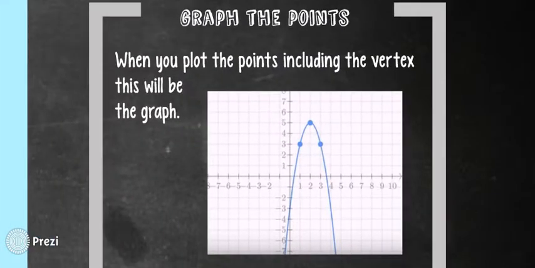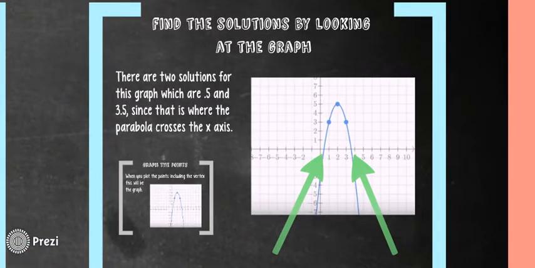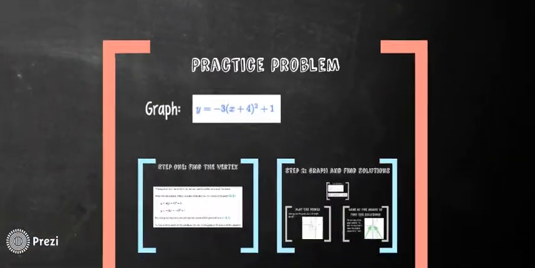So now that you have the points, you graph the points, and when you plot these points, including the vertex, this will be the graph. To find the solutions, now you look at the graph, and there are two solutions for this graph, which are 1/2 and 3.5, since that is where the parabola crosses the x-axis.